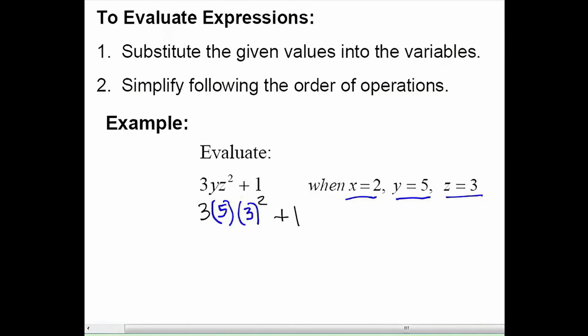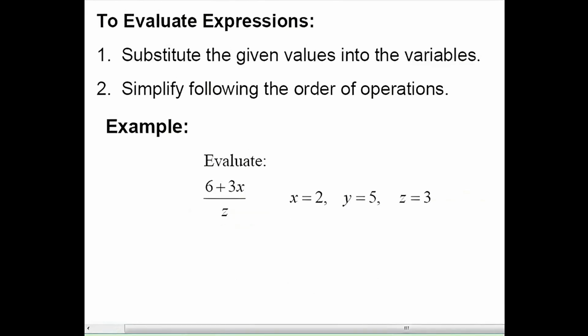Now you go with order of operations. Your exponent would be first from what we have. So 3 squared would give us 9. And this is multiplication, so we can take the parentheses off if we want. And multiplication would go before addition. So we have 3 times 5 is 15 times 9 would give us 135, plus 1 will give us 136.